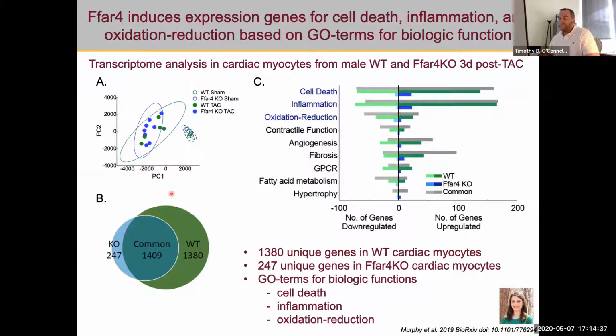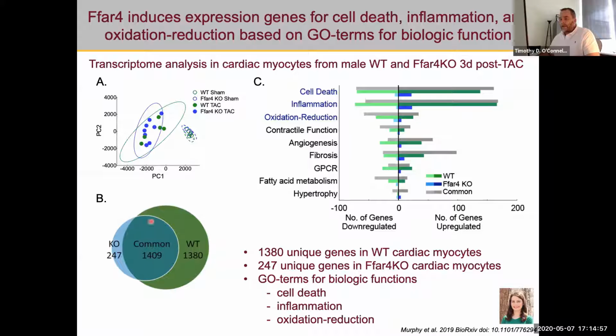To do that, we did another analysis where we compared genes that are changed following TAC versus the sham in the wild type versus the KO that were increased or decreased 1.7-fold. And when we do that, we detect about 2,800 genes in the wild type in the big green circle, but only about 1,650 genes in the KO.